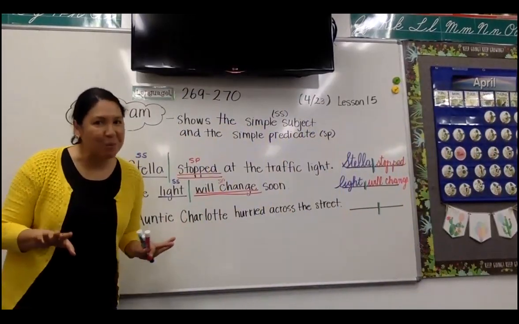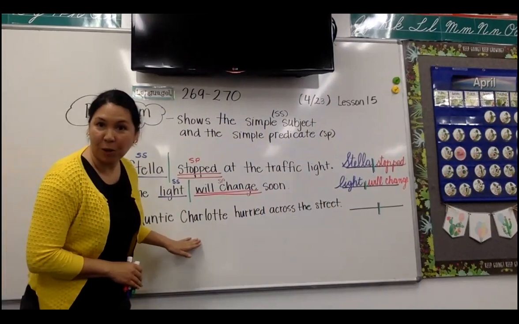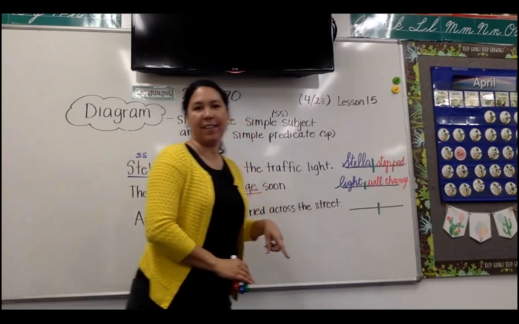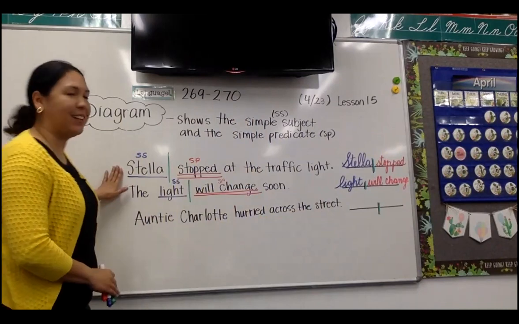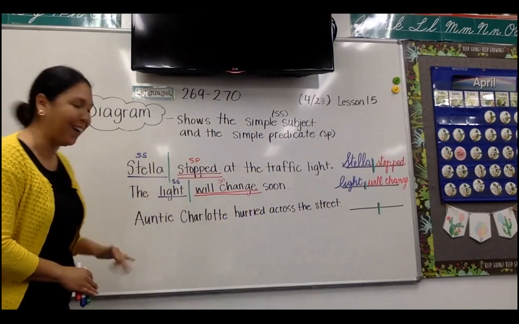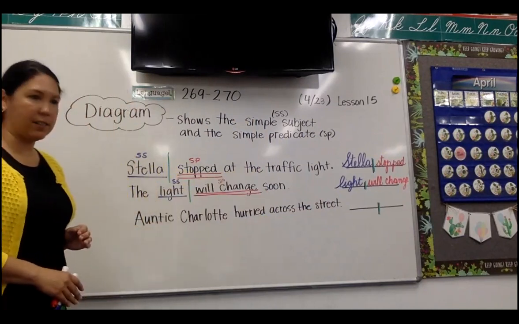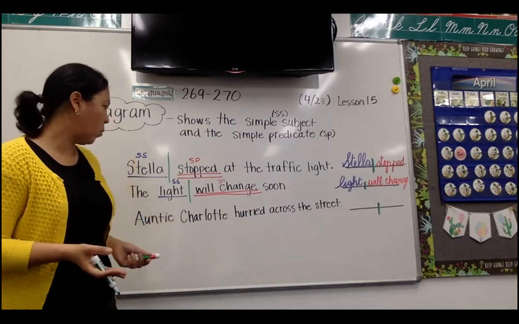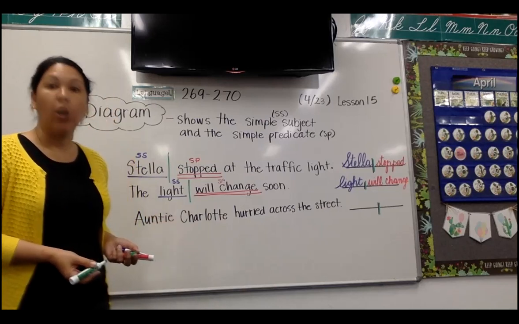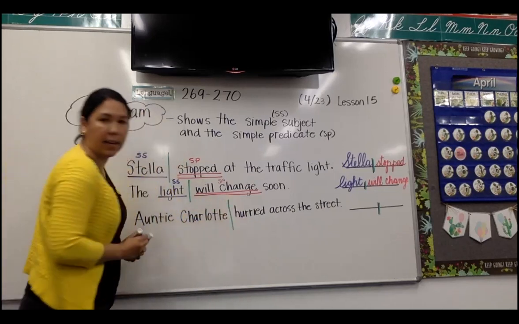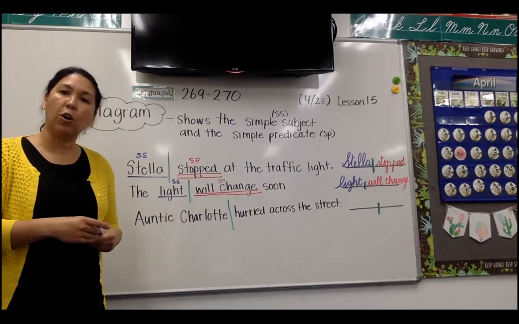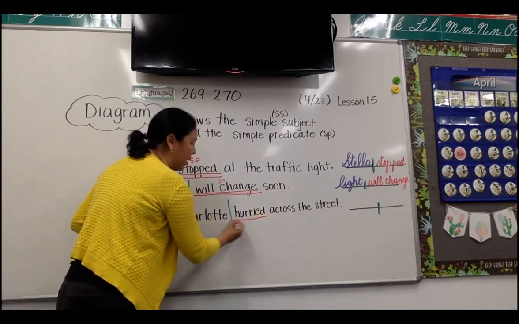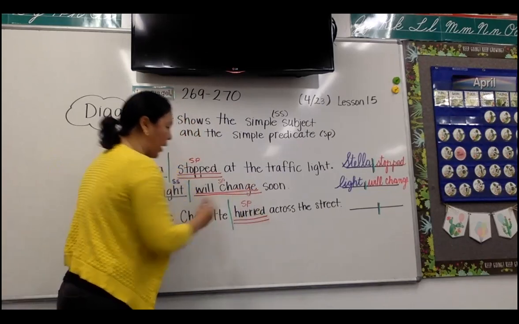Remember, I told you we're doing some imagination here. Apparently, Charlotte's an auntie in this sentence. Auntie Charlotte hurried across the street. She's all grown up. She's an auntie now. Stella's all grown up. She's driving a car. Auntie Charlotte hurried across the street. Do you see an action or a linking or helping verb? No is or was or have, has, had. There has to be an action. Hurried. So that's where my line goes. So what's the word after the green line? Hurried. So hurried is my simple predicate.